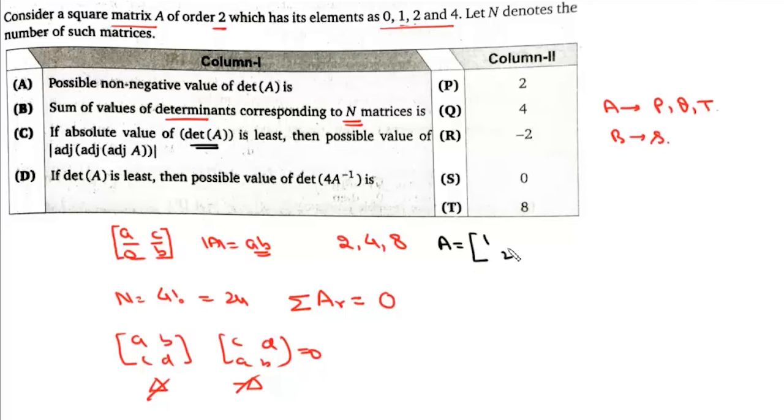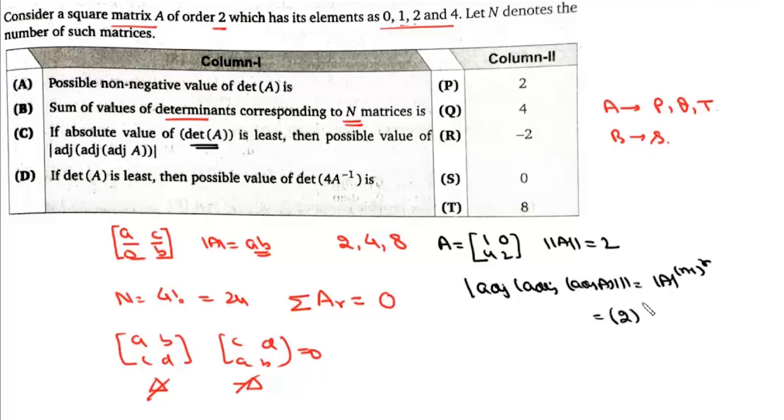will be either 2 or minus 2. So absolute value of determinant A will be simply 2. Now we need to find possible value of mod of adjoint of adjoint of adjoint A. Now this is determinant of A to the power n minus 1 to the power r. Now this is determinant of A, which is 2. Now n in this case is 2. So n minus 1 is 1 to the power r. R here is 3. This value is equal to 2.